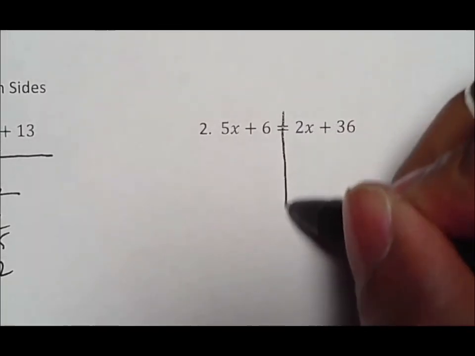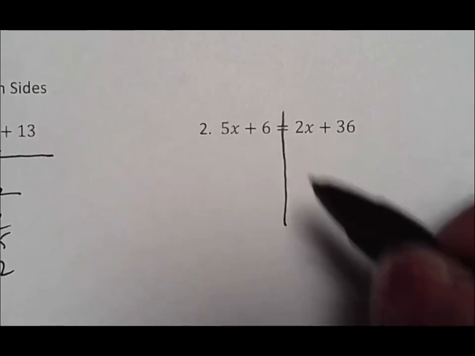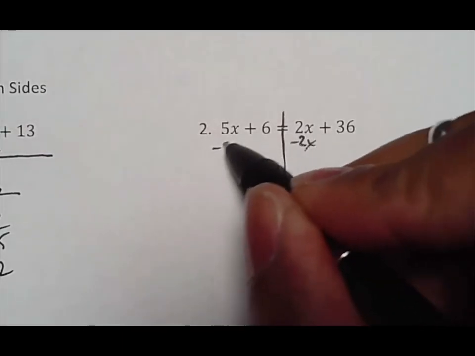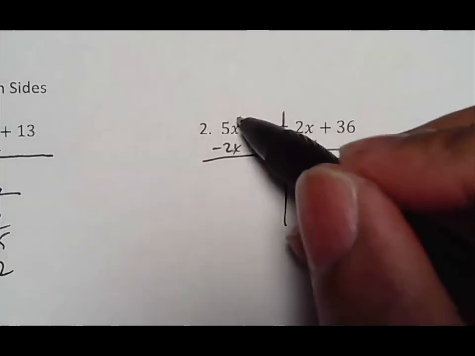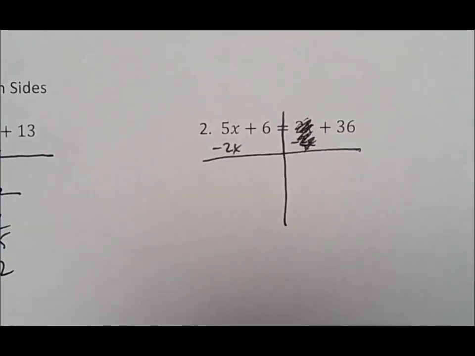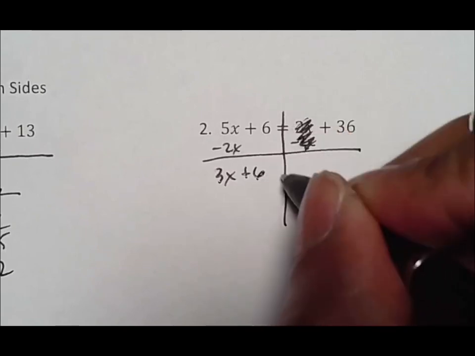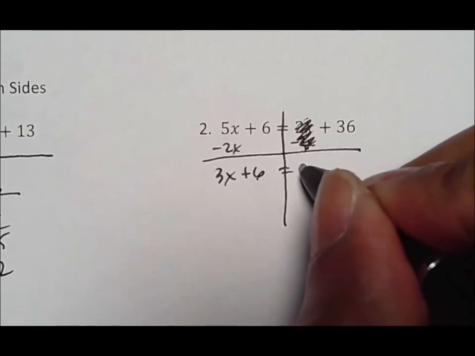Once again, on this one, 5x plus 6 equals 2x plus 36, x is on both sides. Move the smaller x. That's going to bring down, again, this is going to disappear. That's why it's there. So scribble that out if you have to. That way you don't put it on the wrong side. 5x minus 2x is 3x. Bring down the plus 6. Bring down the equals. Bring down your 36.